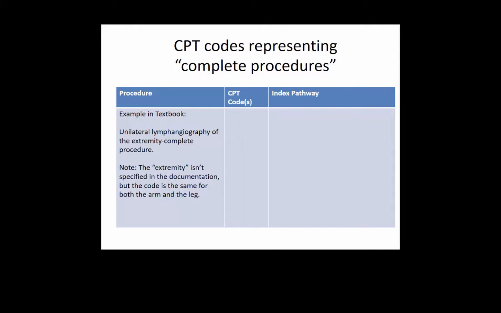There are CPT codes that represent complete procedures, meaning everything is done within that procedure. There's also limited procedures. So you have to be sure when you're selecting your code that you're reading those code descriptions carefully to be sure you're selecting the code that reflects whatever procedure you're coding. This example is a unilateral lymphangiography of the extremity with a complete procedure. You know that the extremity isn't specified in the documentation, but it turns out it doesn't matter because the code is the same for both the arm and the leg.